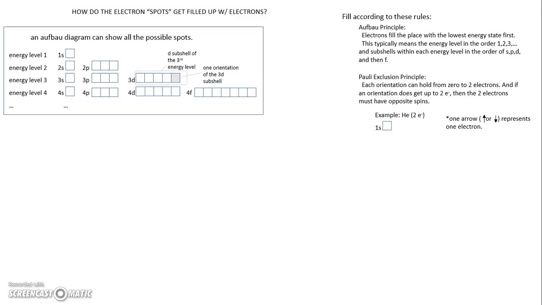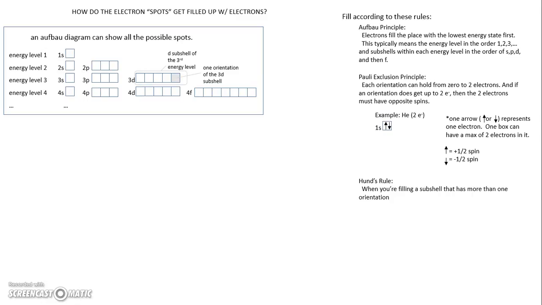Here's our notation. An up arrow or a down arrow either can represent 1 electron. One box then can have a max of 2 electrons in it because each orientation has a max of 2 electrons. So an up arrow represents a plus 1/2 spin electron, and a down arrow represents a minus 1/2 spin electron. You don't have to do any math or fancy calculations with those numbers. They just indicate that the electrons have opposite spins. So first we put an up arrow, and then we can't have the same spin arrow in the same orientation, so we have to put a down arrow, and that satisfies the 2 electrons of helium, so there we go.